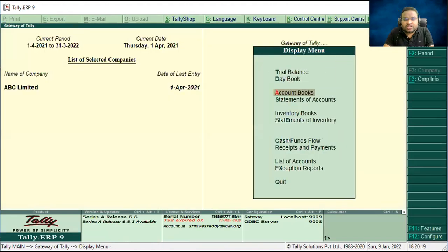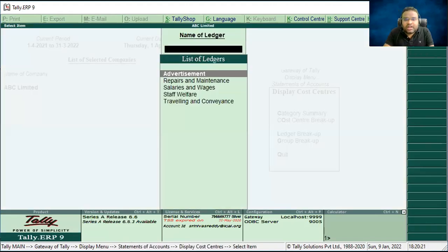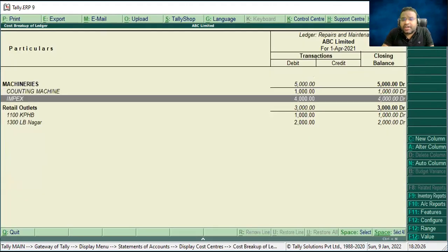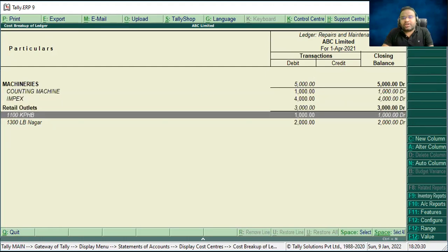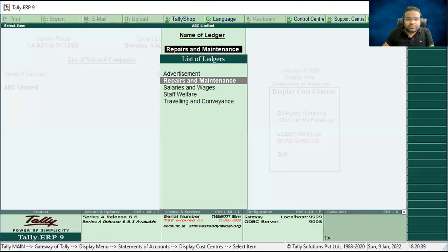Go to cost centers. Ledger-wise breakup. Let's pick repairs and maintenance. How did you spend 8,000? 5,000 in terms of machinery, 3,000 in terms of retail outlets. This is what we call cost centers. This is very useful for cost control, for evaluation of the cost. Hope.